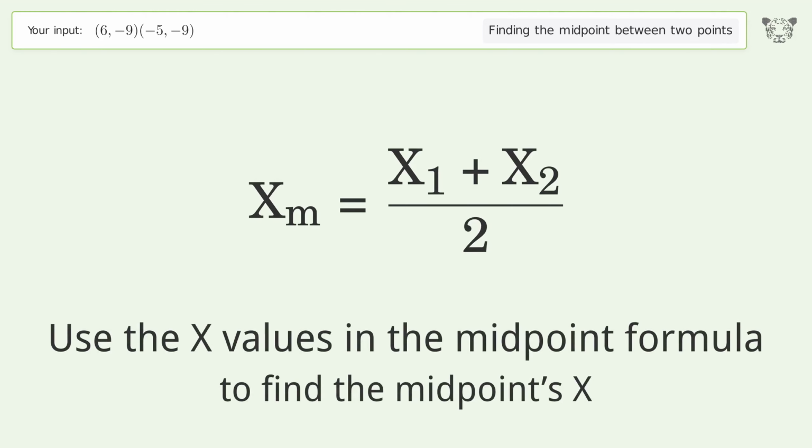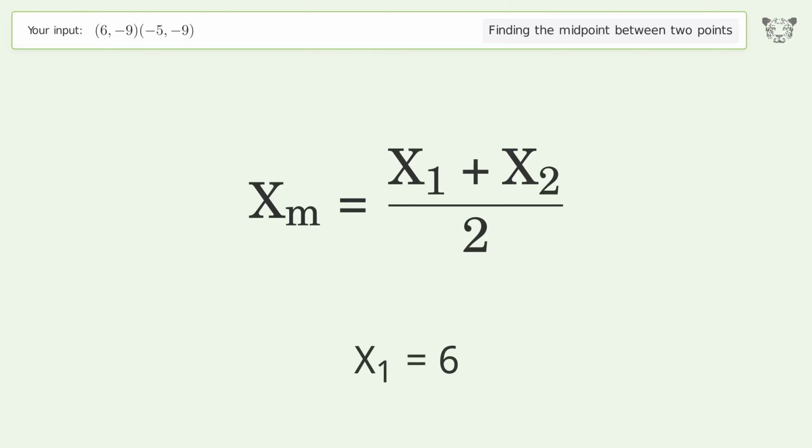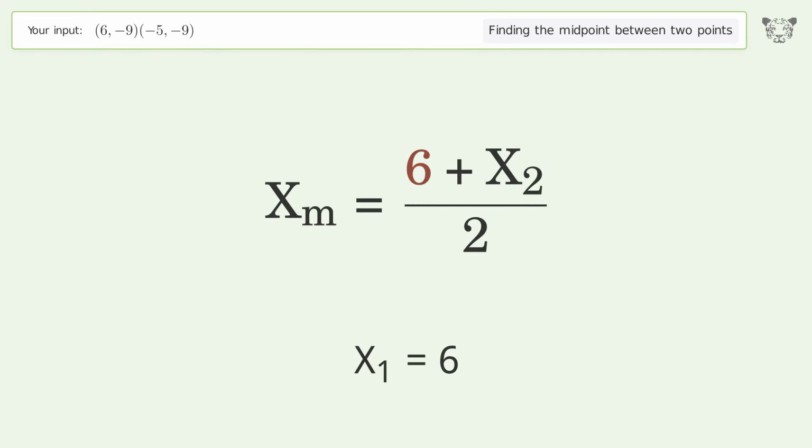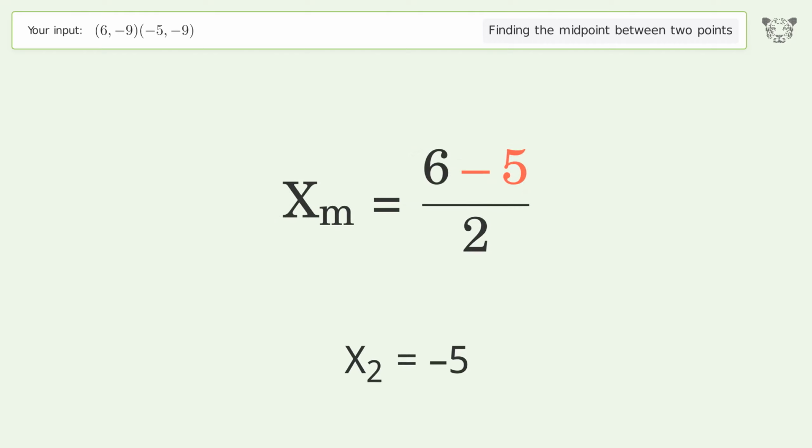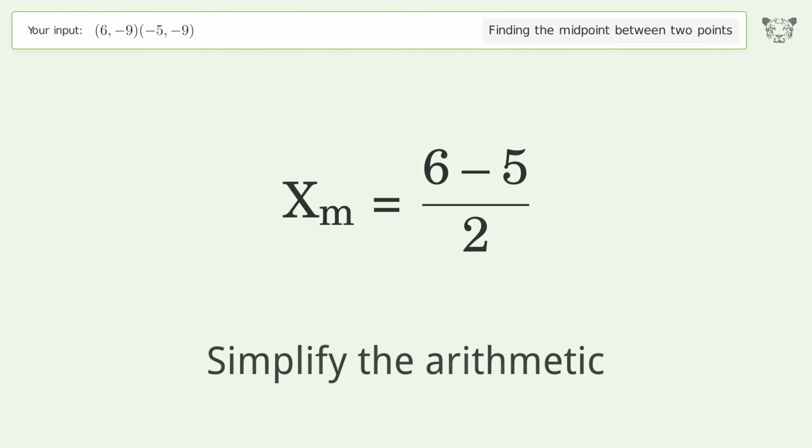Use the x values in the midpoint formula to find the midpoint's x. x1 equals 6. x2 equals -5. Simplify the arithmetic.